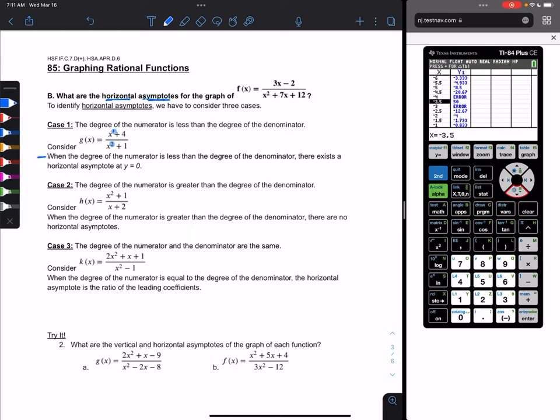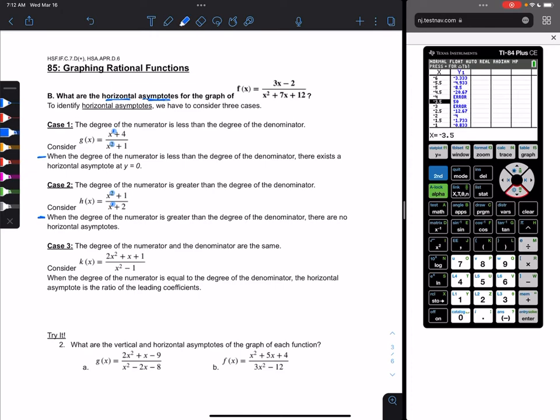In case 2, again, we're looking at the degree of the numerator and denominator. So the degree of the numerator in this case is 2. The denominator is 1. So now we have a numerator that is a larger degree. So now here, when the degree of the numerator is greater than the degree of the denominator, there is no horizontal asymptote. Basically what happens is that as the x values increase, the value of the numerator is going to get very large in relation to the denominator, and that just means the function is going to continue to increase. There's going to be no horizontal asymptote.